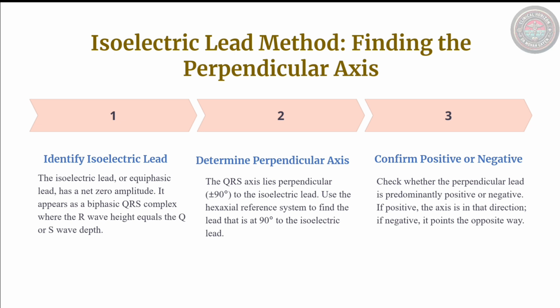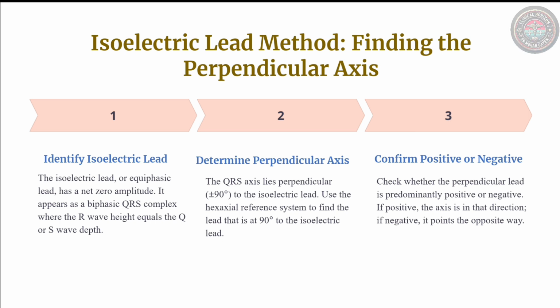Steps to use the isoelectric lead method. At first, find the lead with an isoelectric QRS complex. Identify the lead where the R wave and S wave are nearly equal in height, net amplitude close to zero. Now, determine the perpendicular lead. Once you have identified the isoelectric lead, locate the lead that is perpendicular to it on the hexaxial reference system. The heart's axis will be aligned either toward or opposite to this perpendicular lead.